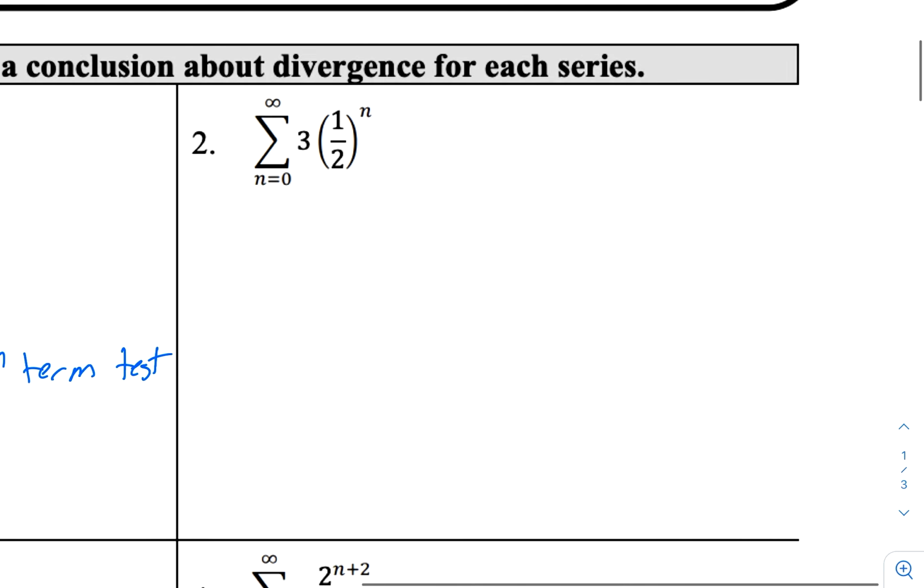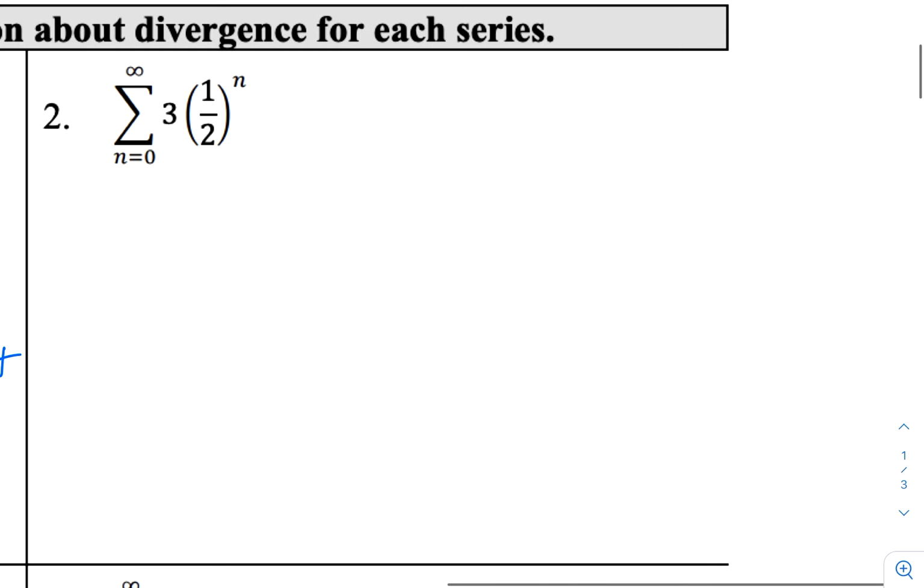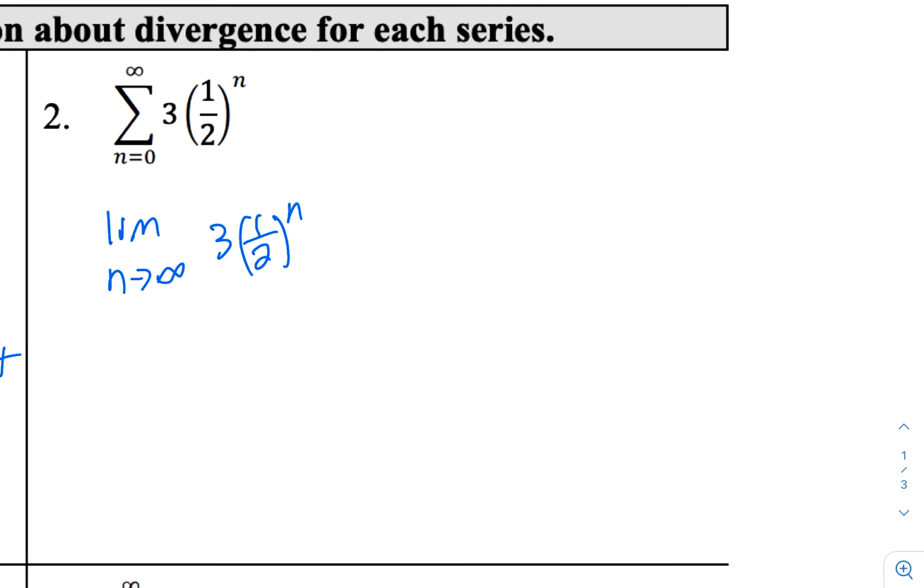All right, with number 2 here, we have a different series. Now, if we apply our limit for this value here, we know that 1 over 2 to the n is a smaller number. It's less than 1. It's the limit as n approaches infinity of 3 times 1/2 to the nth power. This number is just going to continually get smaller and smaller, so we know that this limit approaches 0. Now what that means is it may converge or it may diverge. We actually don't have a conclusion.